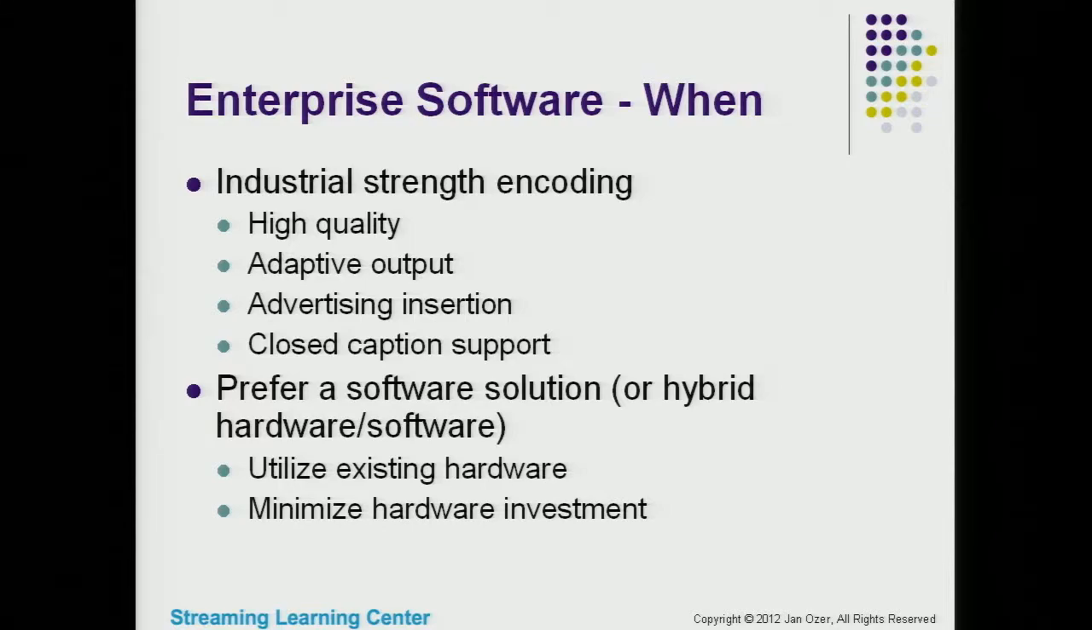It costs, I should have asked, I think it costs around $6,000. Very high quality. It can produce adaptive output, both the metadata files and the content files. It does advertising insertion and closed caption support. As far as I know, it's the only software solution that does all that. Although Telestream, I think, just announced some closed captioning support in Wirecast, but that just came out. I haven't had a chance to look at that.